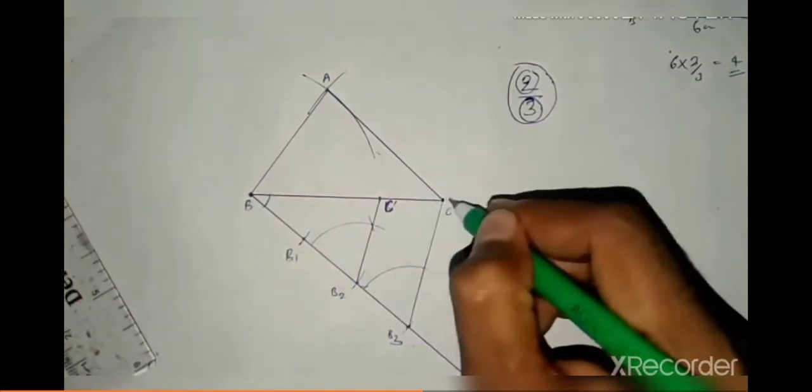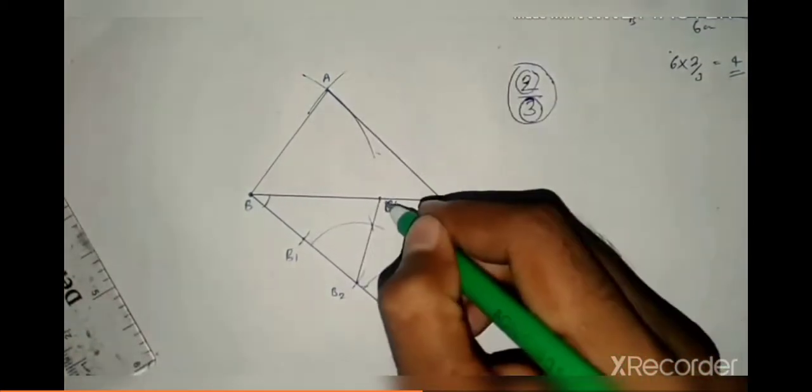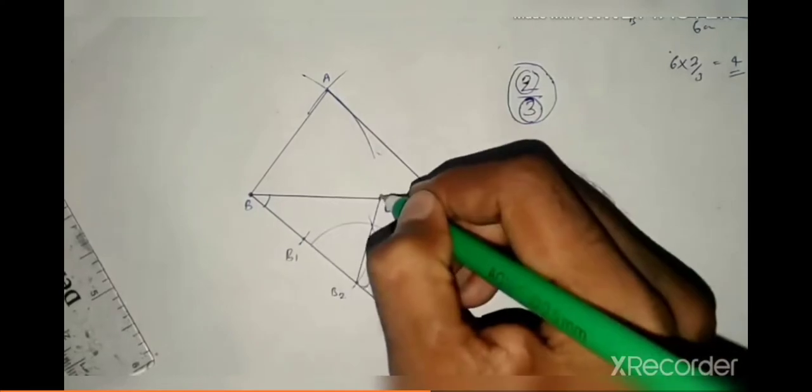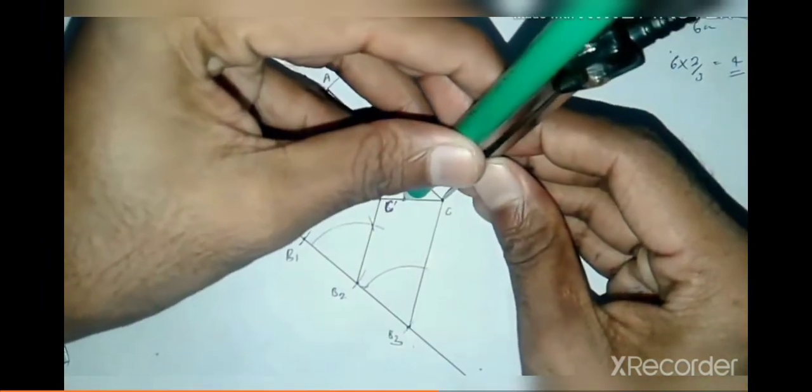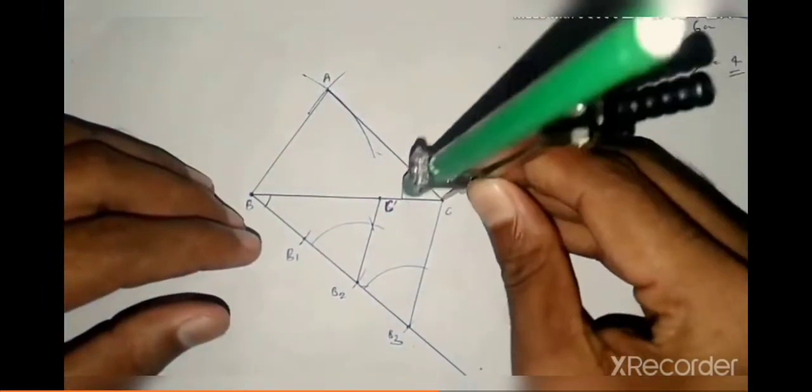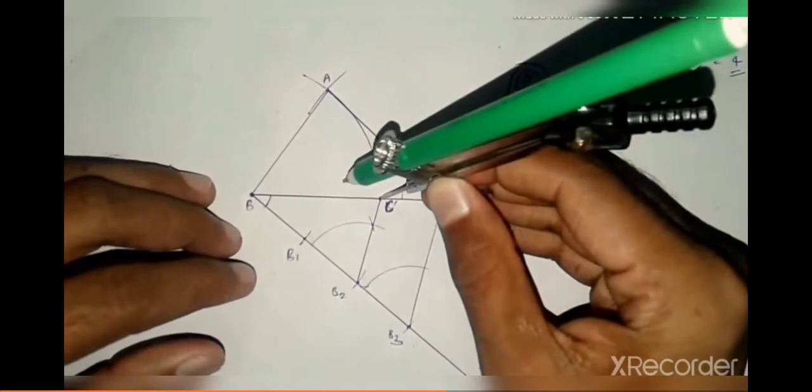C1 you can take. So now how are we going to construct the triangle? This is not an actual triangle. We have to construct the actual triangle for ABC. So now take another parallel line.